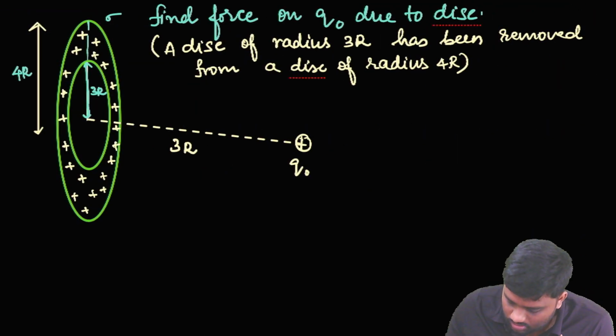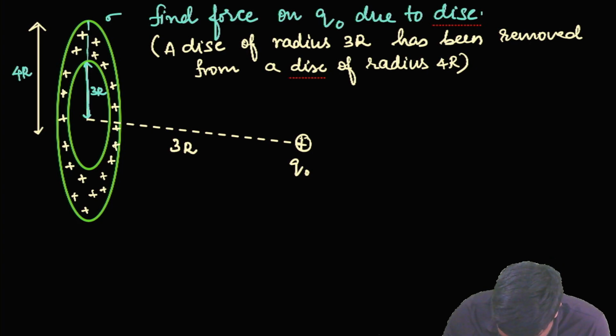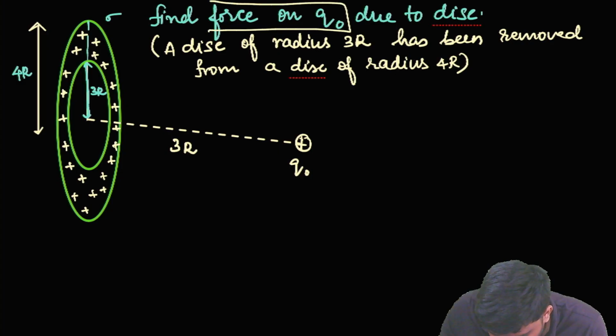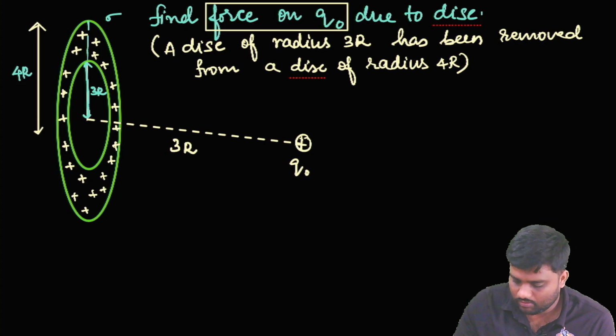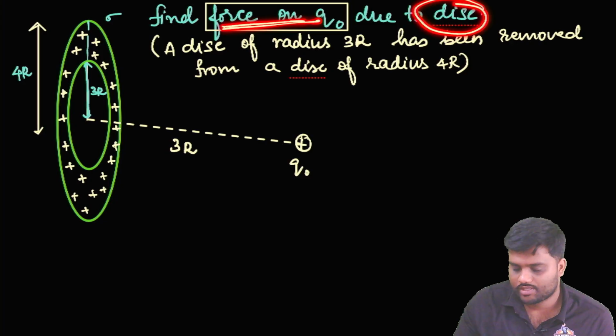Now see, there are additional questions. They are asking you to find the force on q naught. Find the force on q naught. They are asking you to find out what? The force on q naught due to the disk.